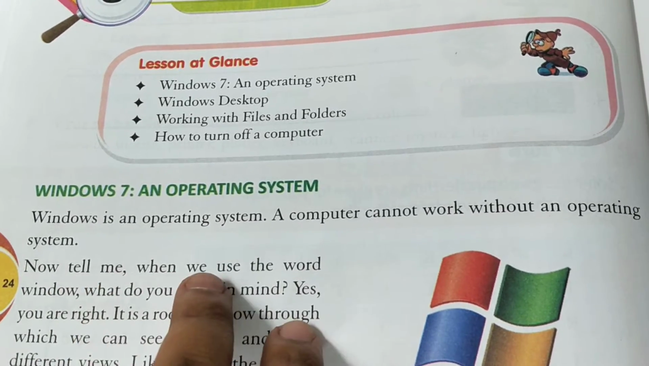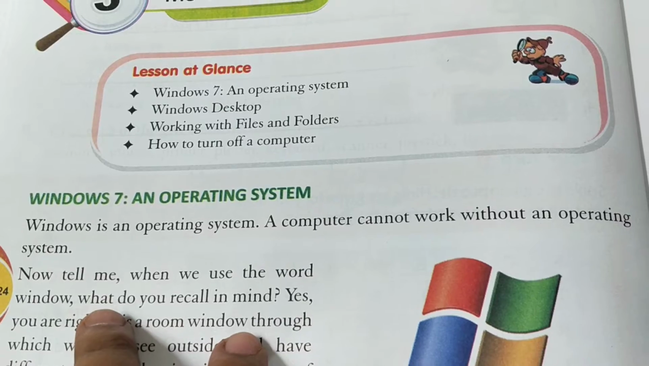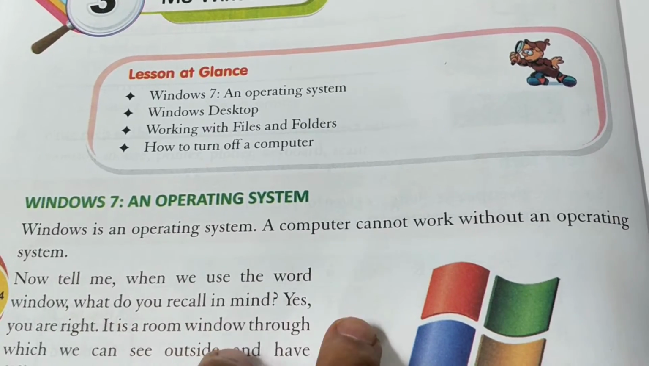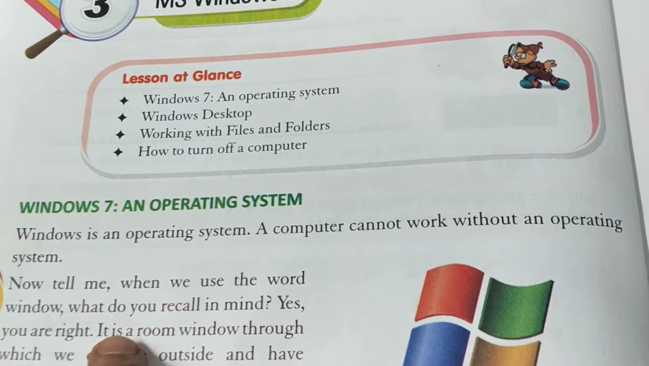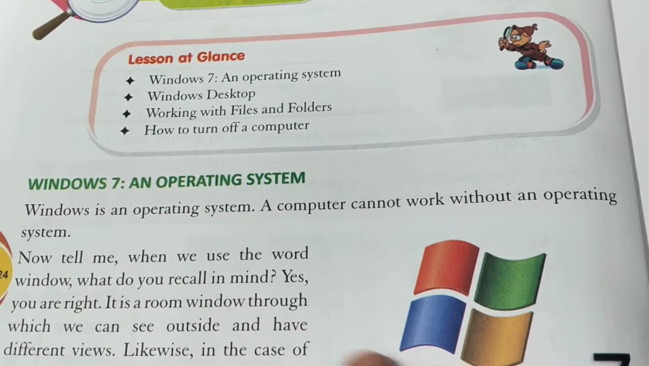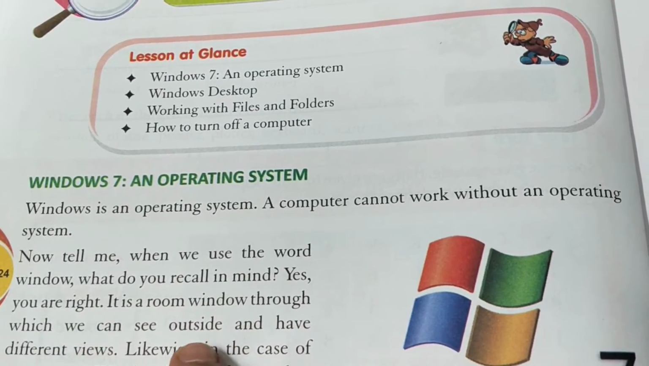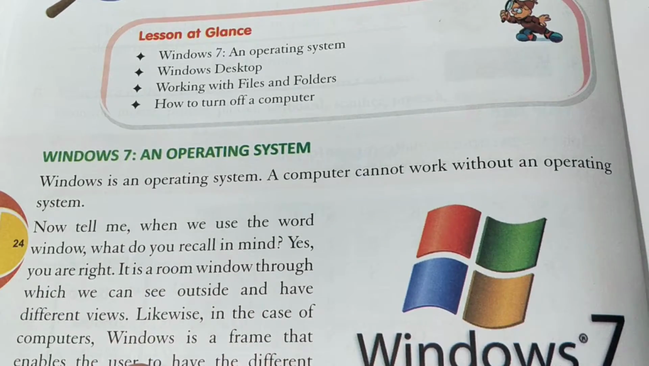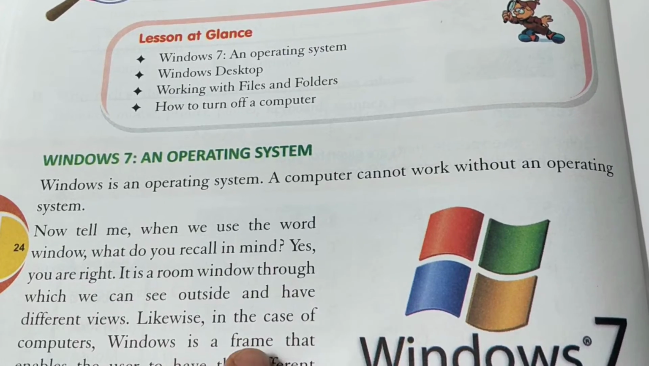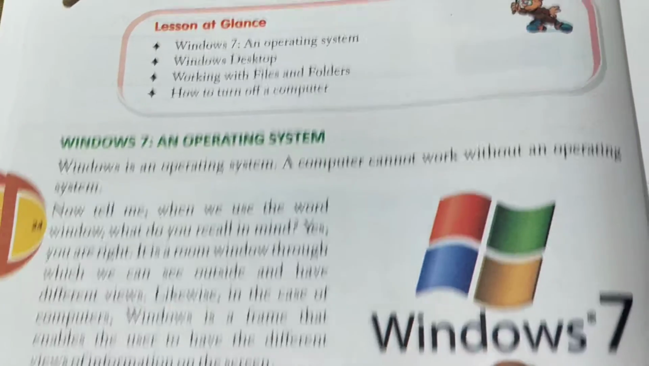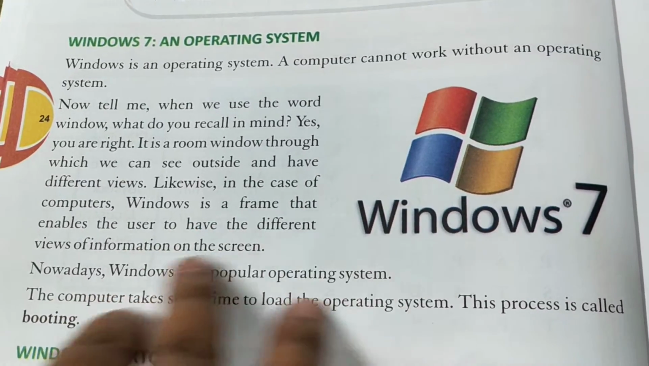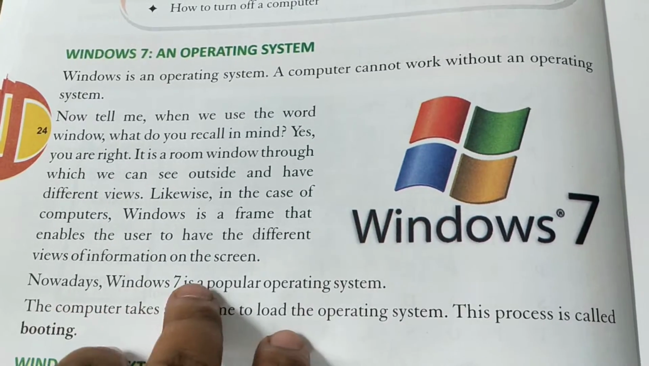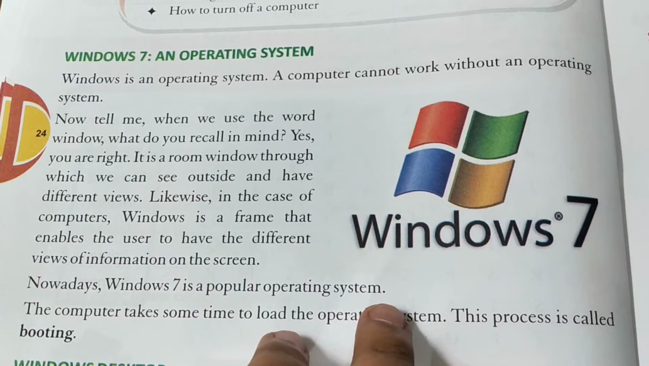Now tell me, when we use the word window, what do you recall in mind? Yes, you are right. It is a room window through which we can see outside and have different views. Likewise, in the case of computers, Windows is a frame that enables the users to have different views of information on the screen. Nowadays, Windows 7 is a popular operating system.